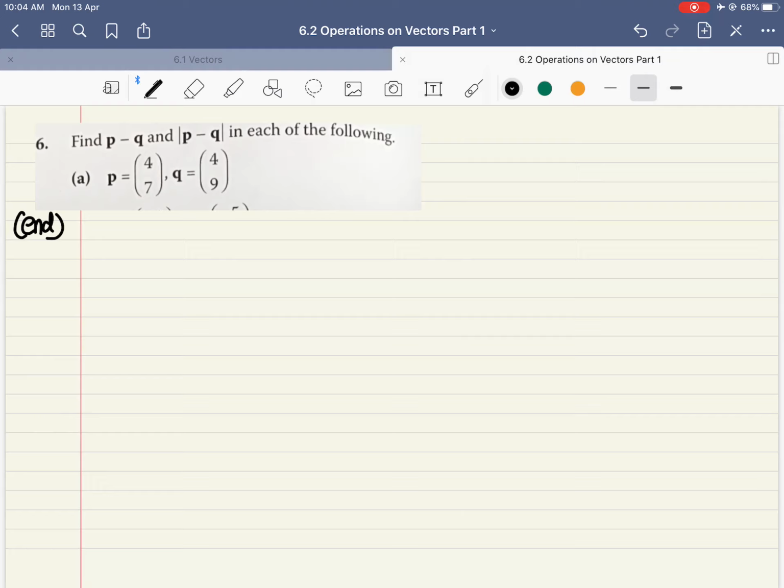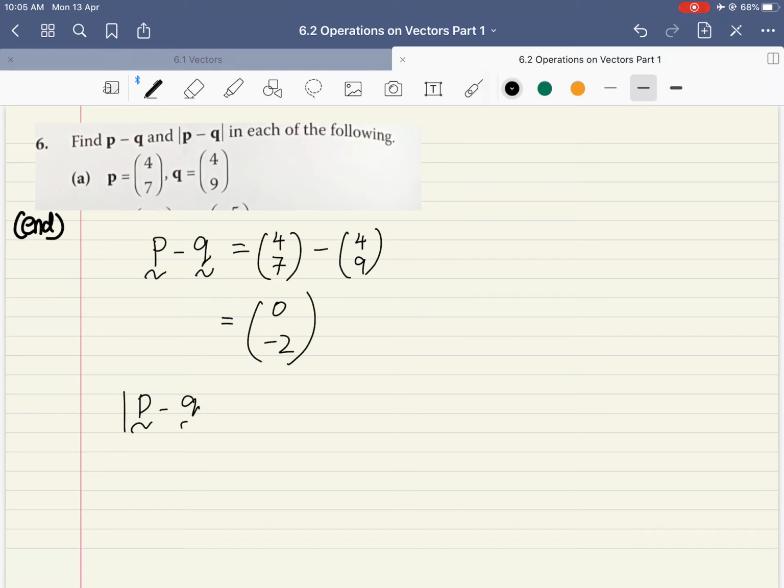Okay, this is finally the last question for today. What they want us to find is the vectors P and Q as column vectors. So I'll begin with vector P minus vector Q is equal to this minus this. Simple computation, we get 0 and negative 2. The magnitude of vector P minus vector Q is simply equal to the square root of 0 squared plus negative 2 squared. Don't forget to square root. So what I get is 2 units.